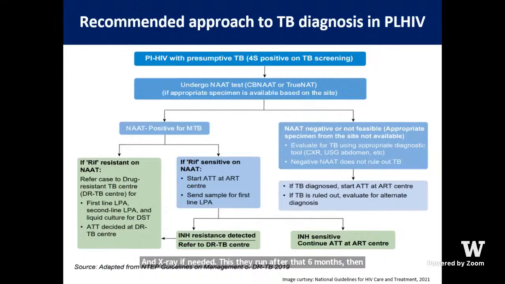Why? Because after the ATT is completed, the first 2 years are very vulnerable. A lot of patients relapse during that period. So that is why we are following them up at 6 months, 12 months, 18 months. That is the important thing. Next slide.